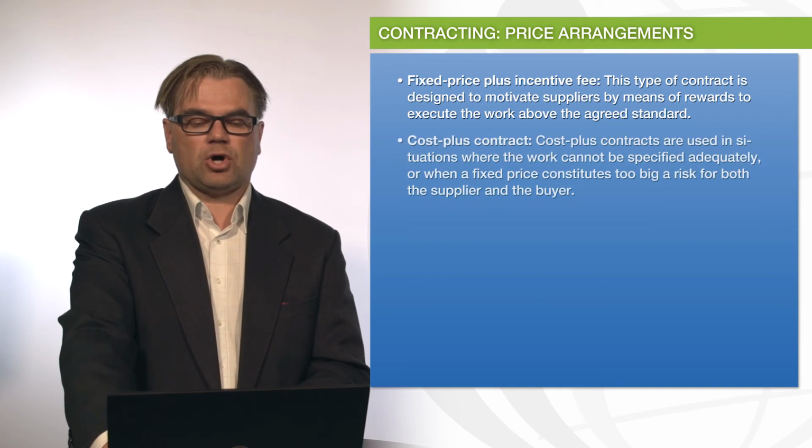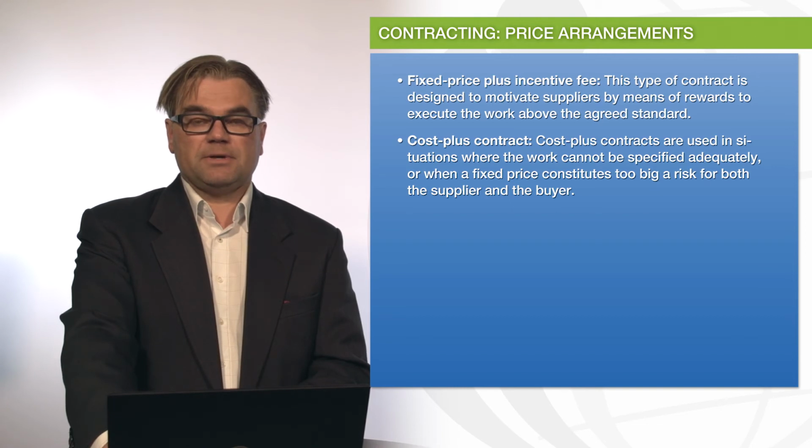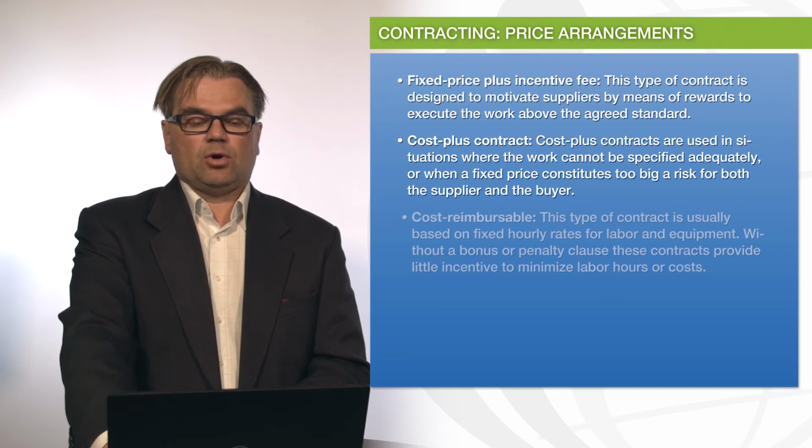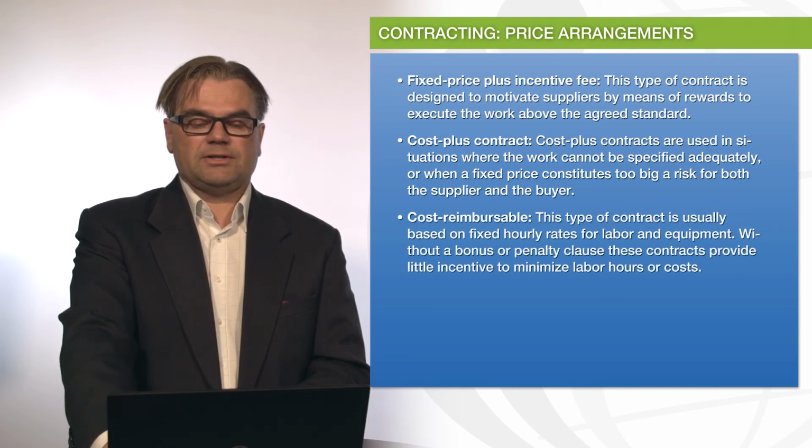Then there is a cost plus contract. Cost plus contracts are used in a situation where the work cannot be specified adequately, or when a fixed price constitutes too big a risk for both supplier and buyer. In practice, this type of contract is more expensive for the buyer than other types of contracts. Cost reimbursable. This type of contract is usually based on fixed hourly rates for labor and equipment. Without bonus or penalty clauses, these contracts provide little incentive to minimize labor hours or costs.